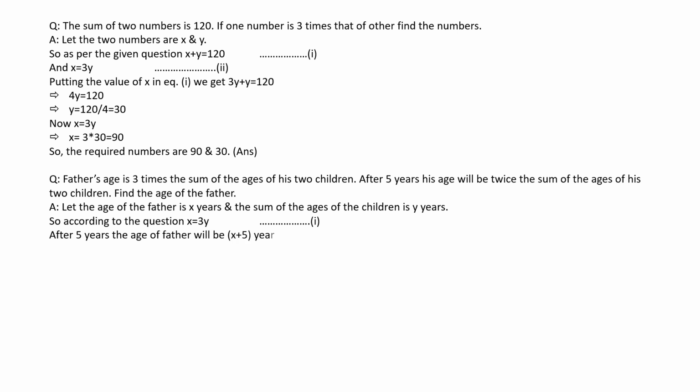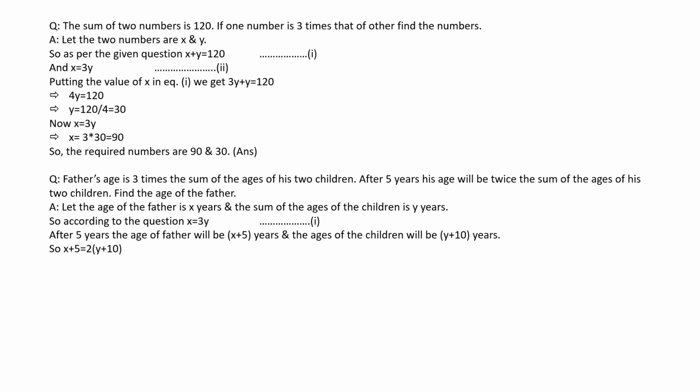Now after 5 years, the age of the father will be x plus 5 years and the sum of the ages of the children will be y plus 10 years. Why is it y plus 10 years? Because the father has two children, so after 5 years, 5 years each will be added to the ages of the children. The sum of the ages of the children is y years, so after 5 years, y plus 5 plus 5. Therefore it is y plus 10 years.